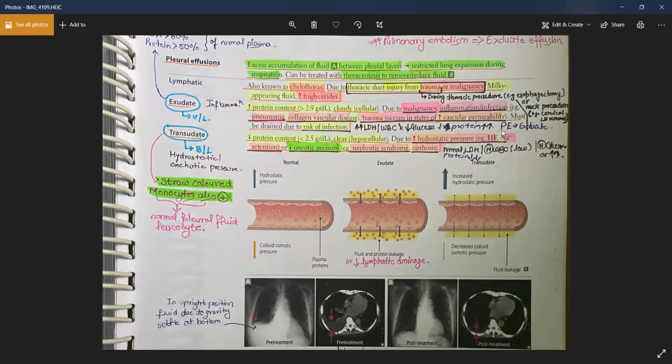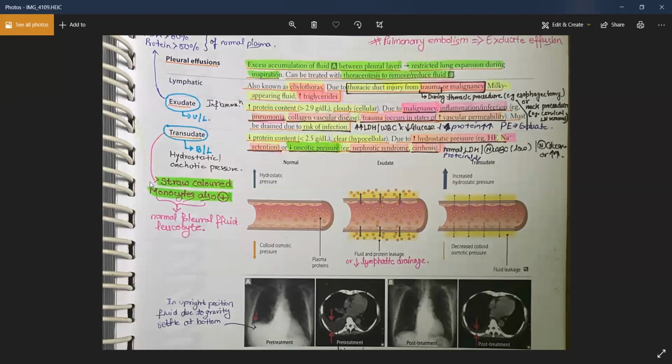It could be sodium retention, because whenever you have sodium retention, you will have more fluid, right? It could also be due to a loss of proteins, maybe due to nephrotic syndrome, maybe due to cirrhosis. So all of these conditions will either increase the hydrostatic pressure or decrease the oncotic pressure, right? And whenever you see this fluid, it will always be a straw colored fluid. Very important.